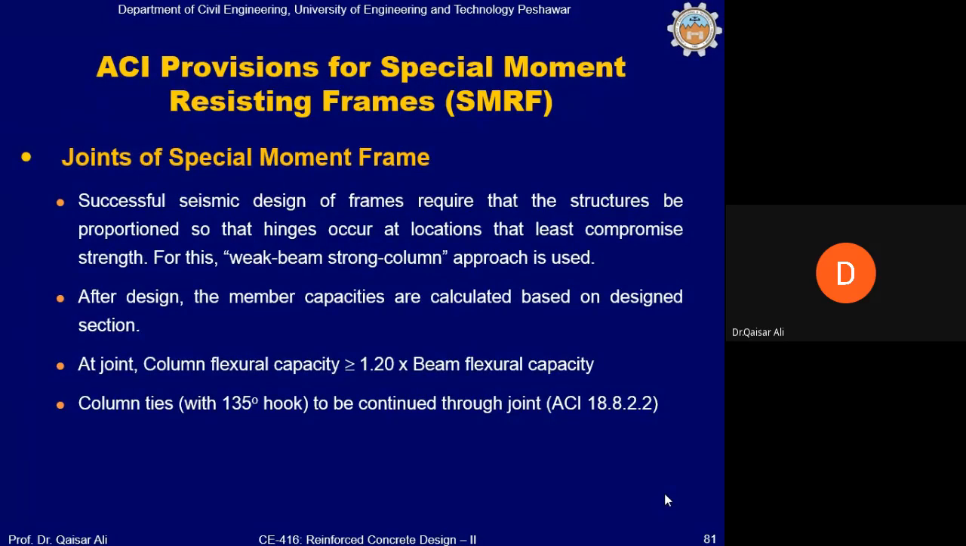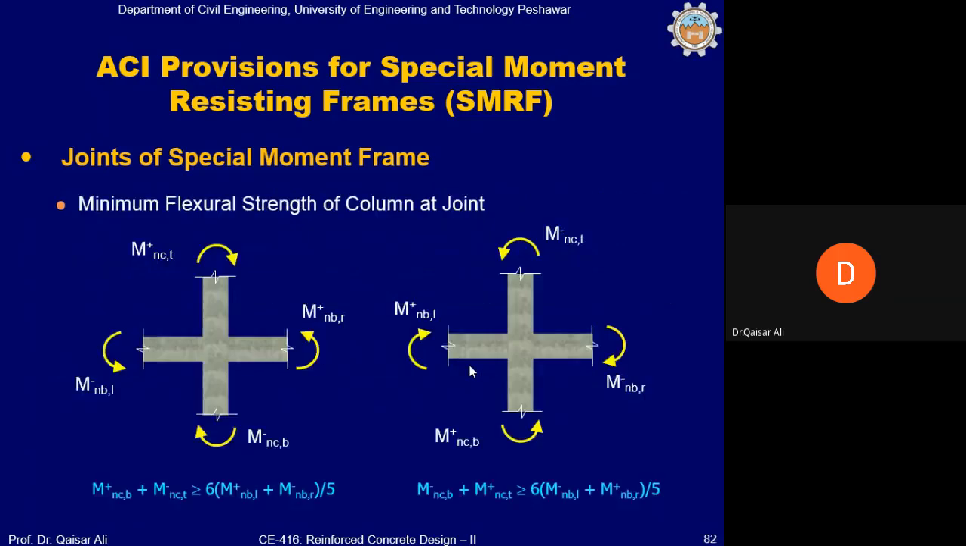The connection part of the column should be stronger than the beam part. So there are two requirements for this. One is that at the joint, the column flexural capacity shall be 20% greater than the beam flexural capacity. And the other is that column ties shall be continued through the joint. This we will explain on this figure.